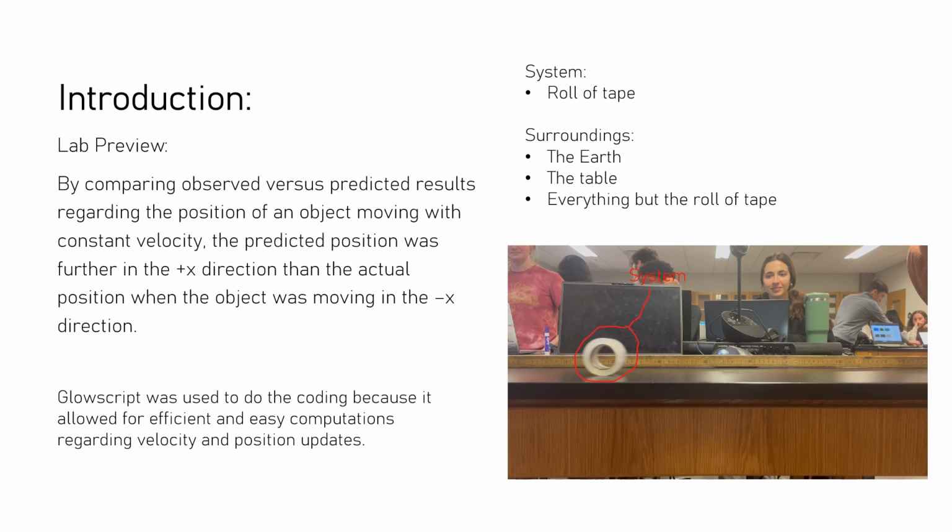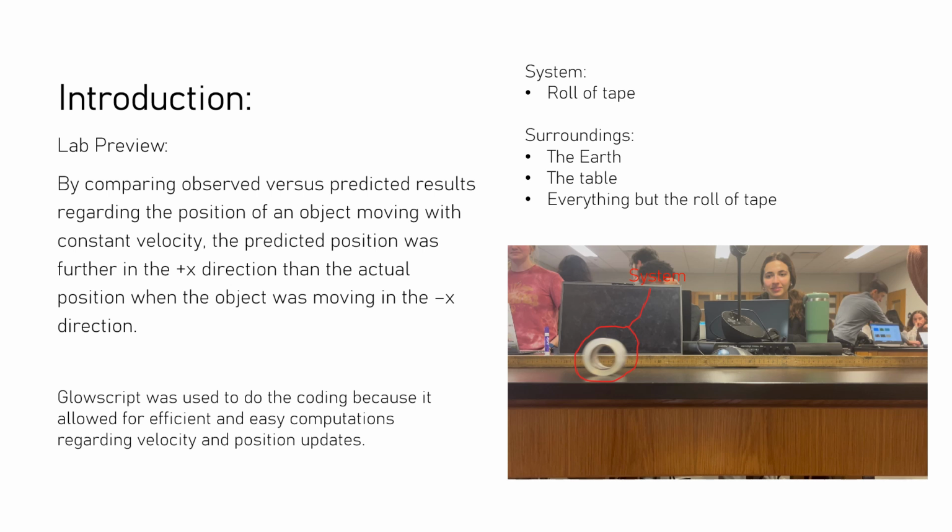In doing the lab, a roll of tape was rolled from the right side of the table to the left side of the table, the left being the negative x direction and the right side being the positive x direction. The system was the roll of tape, while the surroundings were essentially everything else. And by comparing the observed values versus the predicted values, it was found that the magnitude of the position change in the observed values was actually greater than that of the predicted values. That is, the predicted values went less far than the observed values did in the negative x direction.